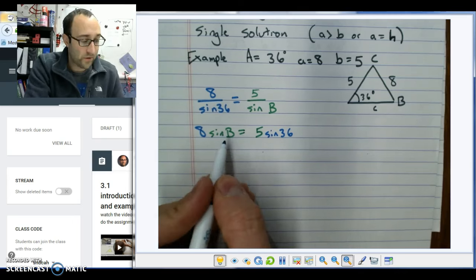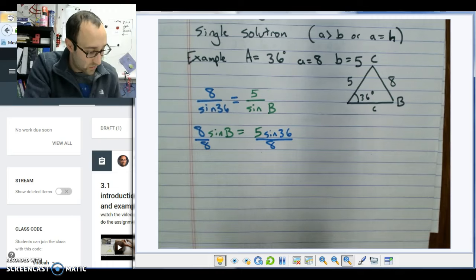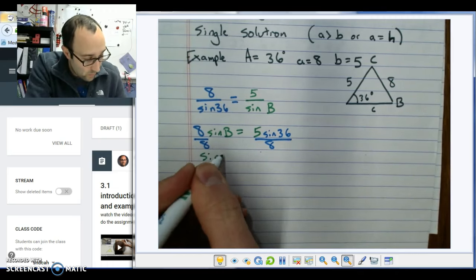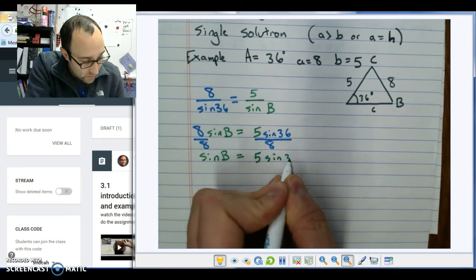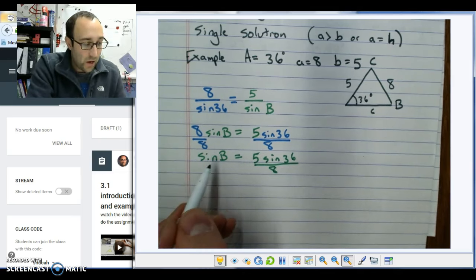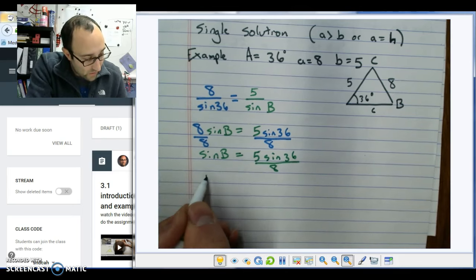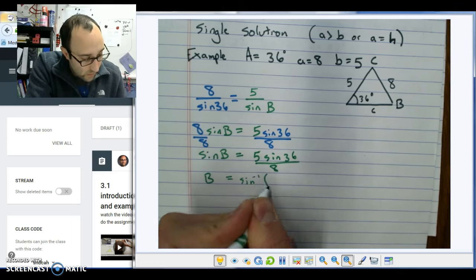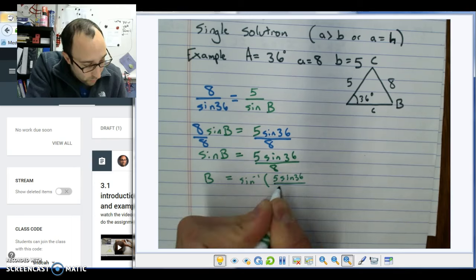Okay, now what I want to do is solve for sine B, so divide by 8, divide by 8. Then I should end up with sine B equal to 5 sine 36 all over 8. Now I could do all that right now, but how do I get rid of the sine? Inverse sine. So we're going to say B equals the inverse sine of 5 sine 36 all over 8.